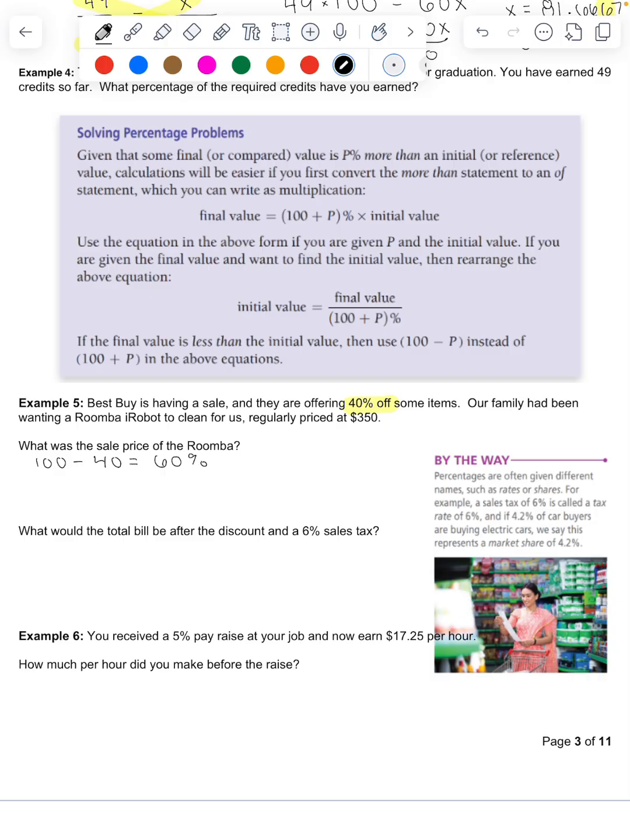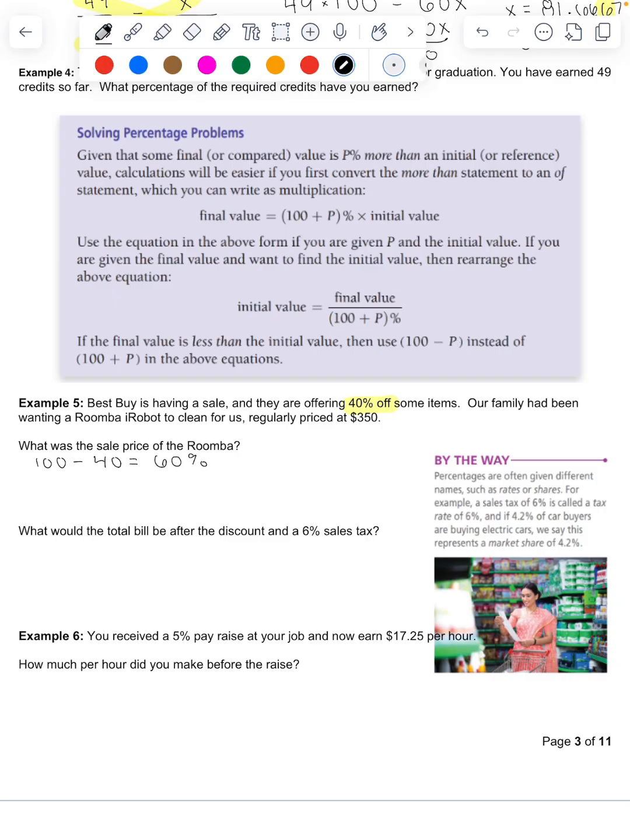So if I want to find out my new cost of the Roomba, I can use this formula because I have the initial value, the starting cost of the Roomba. I want to figure out the final value, what I'm going to pay, what the sale price is. Now, I didn't do 100 plus P because it's a percent off. So I used 100 minus P.